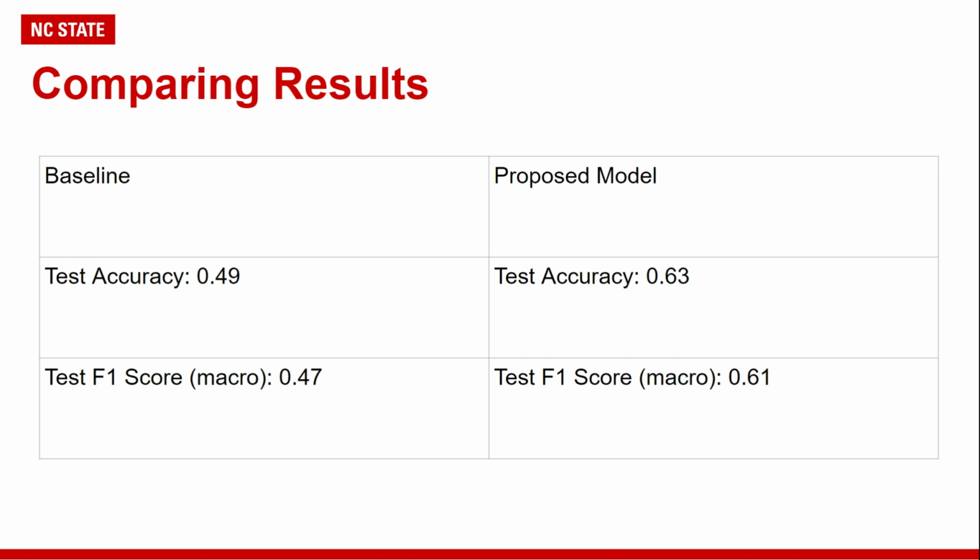Finally, for comparing our results, the baseline that we used had a test accuracy of 49% and an F1 score of 47. But our proposed model, using DenseNet as a base, with some techniques to transfer learn with our dataset, had an accuracy of 63%. The F1 score was 61.